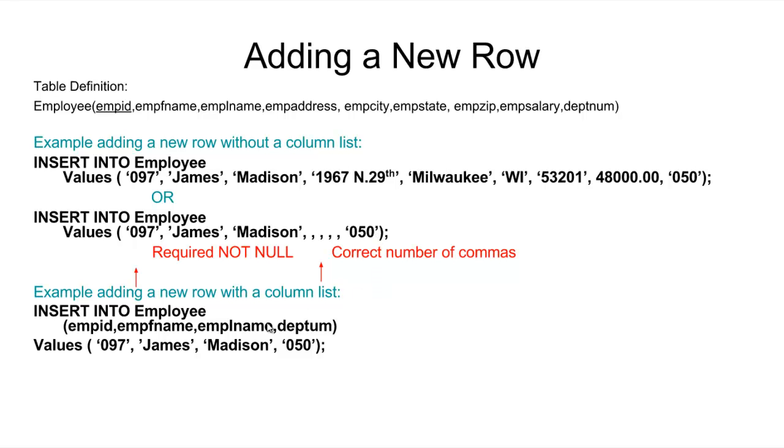What is mostly recommended is to add a new row with a column list if you're not going to add all the different columns and all the values. In this case, as in the example above, if we just wanted to put the employee ID, the first name, the last name and the department number, we create this separate column list to define that.